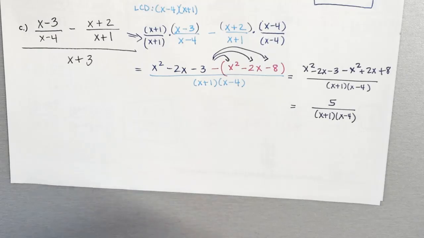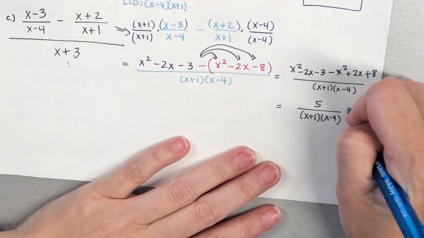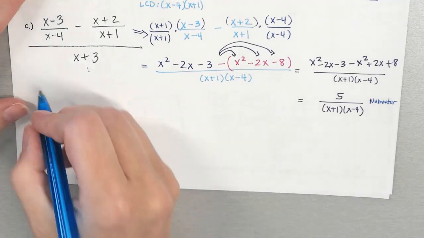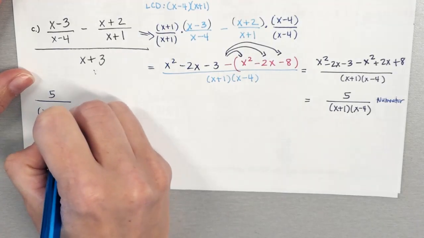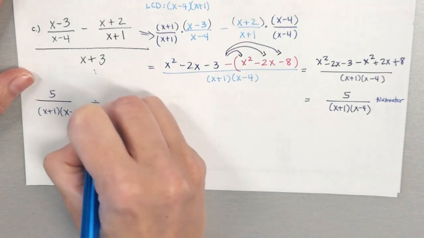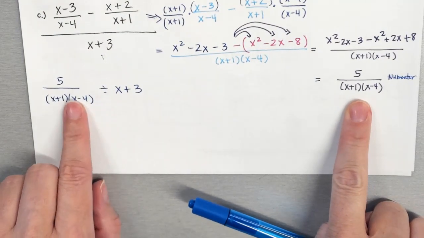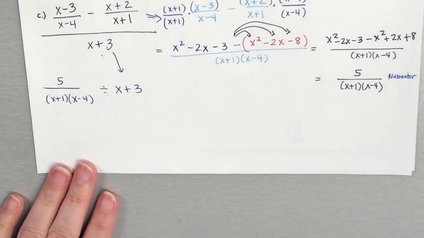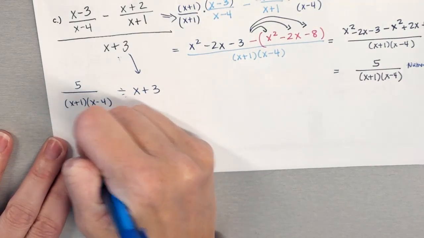Is that our final answer? Why not? Yeah, we still have the denominator, right? So this is the numerator. Okay, so what I have is 5 over x plus 1, x minus 4 divided by x plus 3. This is the simplified numerator. I have to make sure that I divide by the denominator. So if I do that, I'm going to have to flip it.